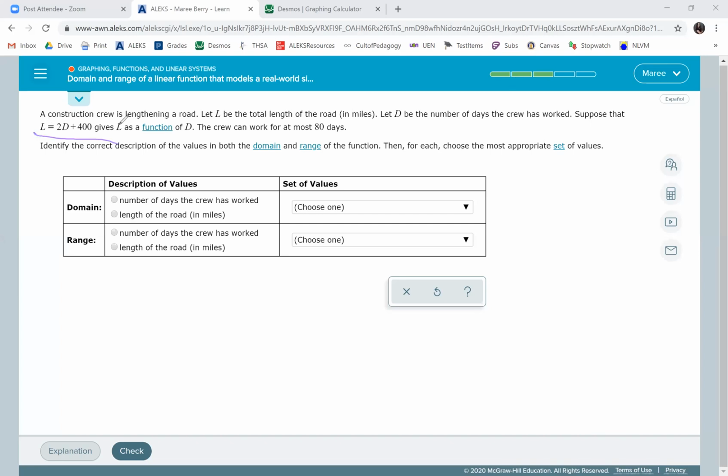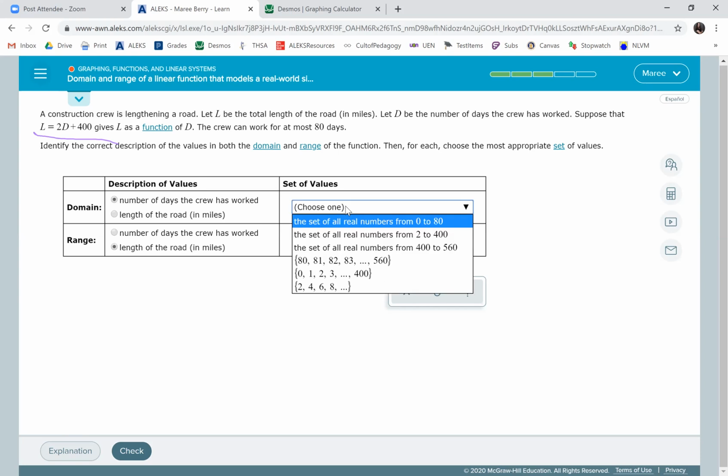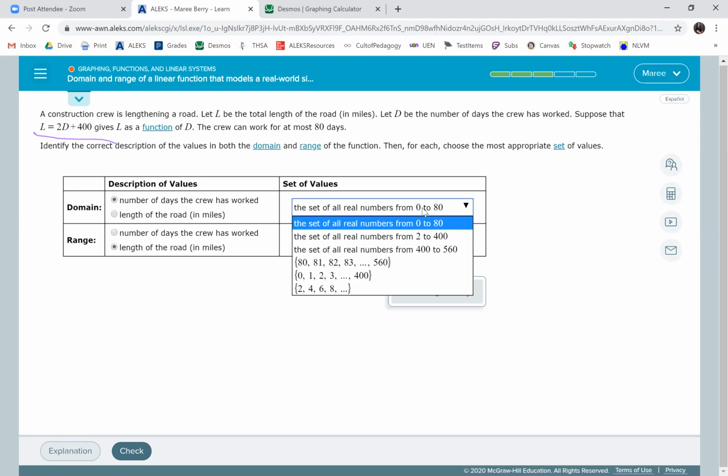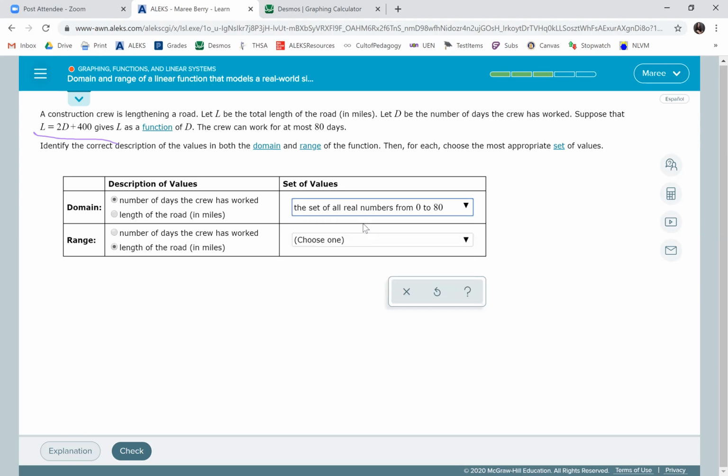Find which is your domain and range. So D is your domain. What does D stand for? Number of days. And range is the rest. It says that they can work at most 80 days. So we want to get the highest of 80. And this is the only one that has the highest of 80. And this indicates to me that they can work partial days. It doesn't have to be an entire day.